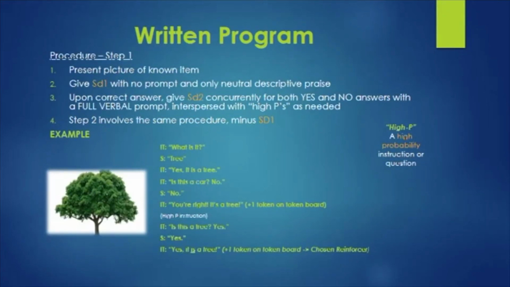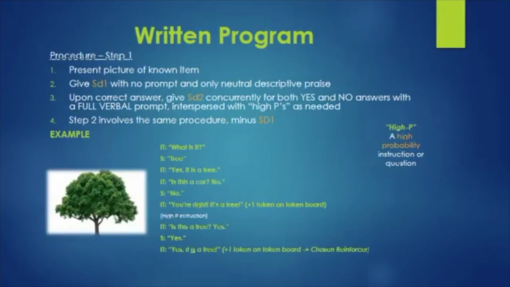Tommy will be shown a picture of the known item and asked the first question without any prompting. Upon answering correctly, he will then be given neutral descriptive praise and asked the second question, concurrently for both yes and no answers, with a full verbal prompt, interspersing with high probability questions as needed.